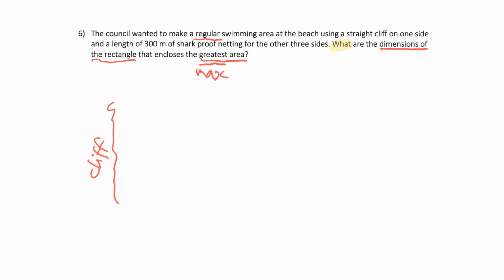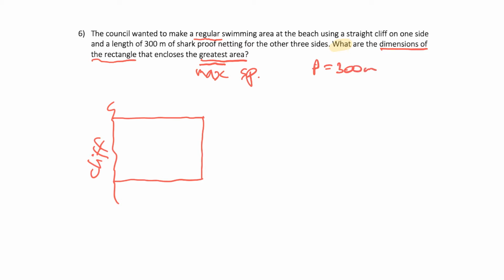All right, so if we're thinking about maximums and minimums, these optimization problems, we are looking for a maximum stationary point. Okay, and then the other key part is we are doing it to do with the area of things as well. All right, so let's go down and let's draw our picture up. So we have the cliff enclosing one side and 300 meters of shark-proof netting for the other three sides. So our perimeter is 300 meters.